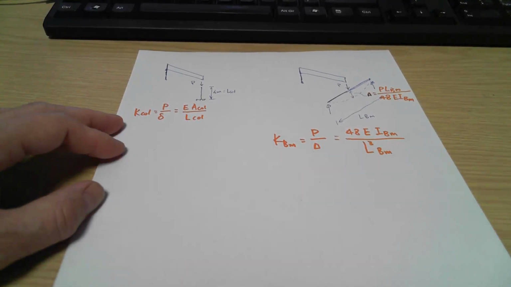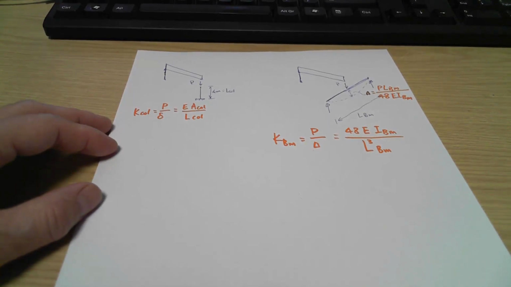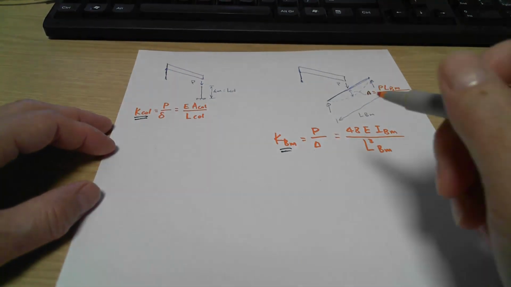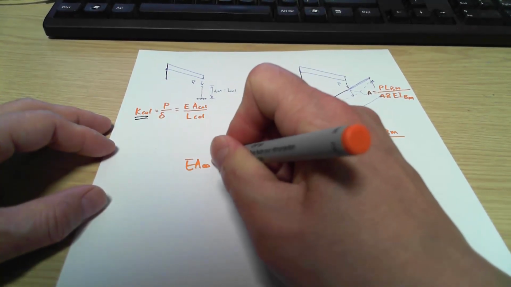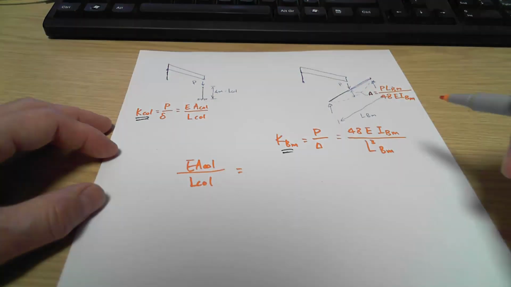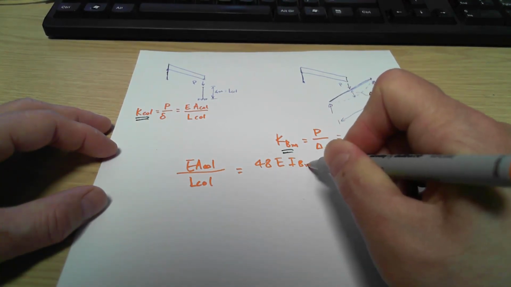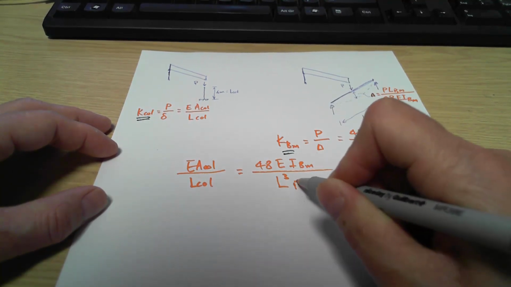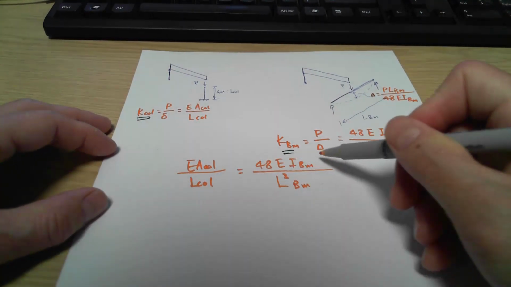divided by the length of the beam cubed, right? Because you are looking for exactly the same support stiffness from the column and the truss, these two should equal each other. So EA of the column divided by L of the column should equal 48EI of the beam divided by L cubed of the beam, the length of the beam. So we are looking for this one, the I of the beam.